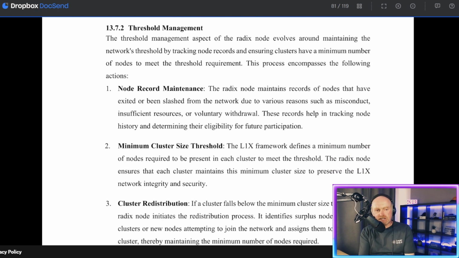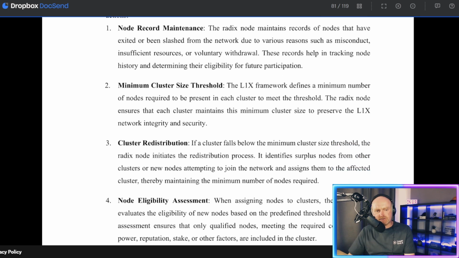13.7.2 Threshold Management. The threshold management aspect of the Radix node revolves around maintaining the network's threshold by tracking node records and ensuring clusters have a minimum number of nodes to meet the threshold requirement. The process encompasses the following actions. Node record maintenance. The Radix node maintains records of nodes that have exited or been slashed from the network due to various reasons such as misconduct, insufficient resources, or voluntary withdrawal. These records help in tracking node history and determining their eligibility for future participation.